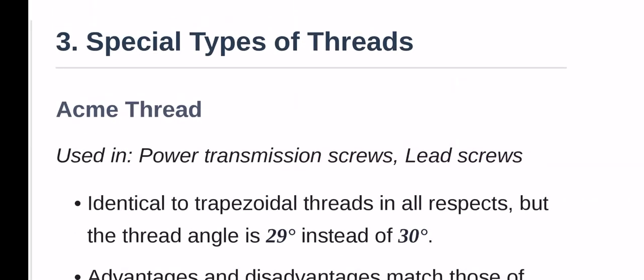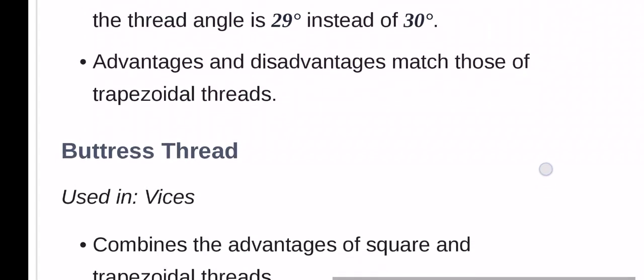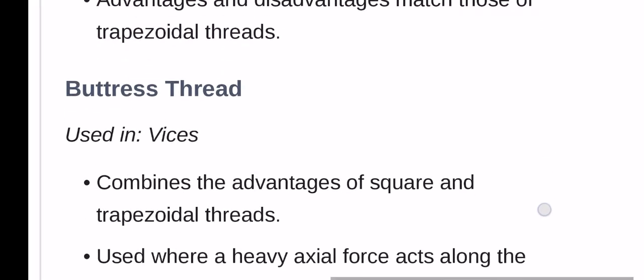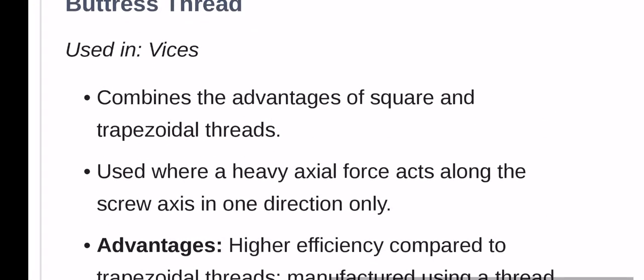Acme threads are a special type of threads used in power transmission screws and lead screws. They are identical to trapezoidal threads in all respects, but the thread angle is 29 degrees instead of 30 degrees. Advantages and disadvantages match those of conventional trapezoidal threads.